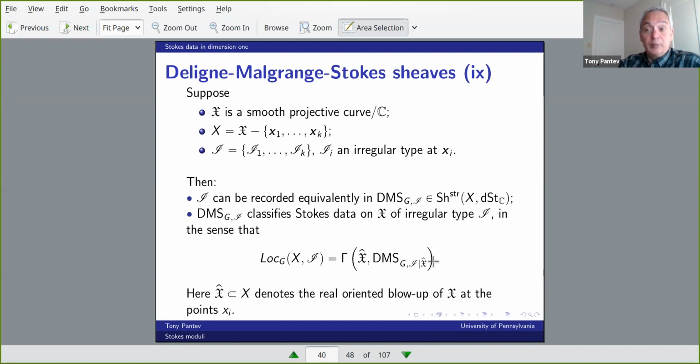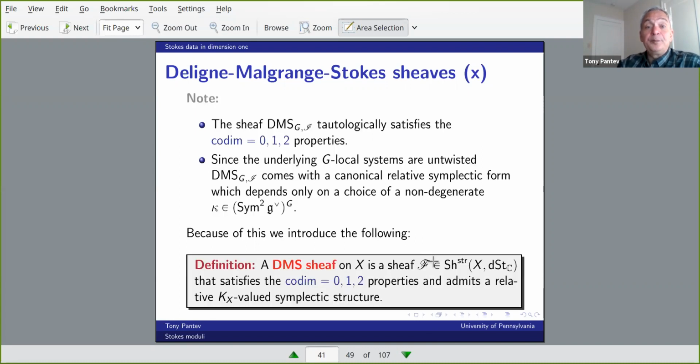And so now the pushforward theorem kicks in. The sheaf that you get satisfies the 0, 1, 2 properties that I specified. The local systems I'm looking at are untwisted. They're G-local systems, not local systems for some locally constant sheaf of group schemes with fiber G. So if you choose a Killing form, that gives you a symplectic form on the open stratum, and that extends uniquely. And so this Deligne-Malgrange-Stokes sheaf that we get actually does have a symplectic structure.